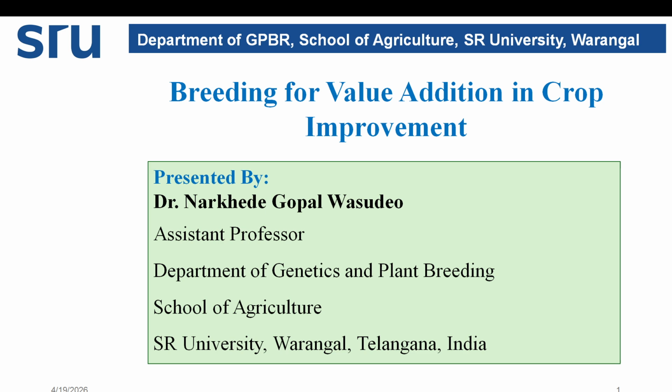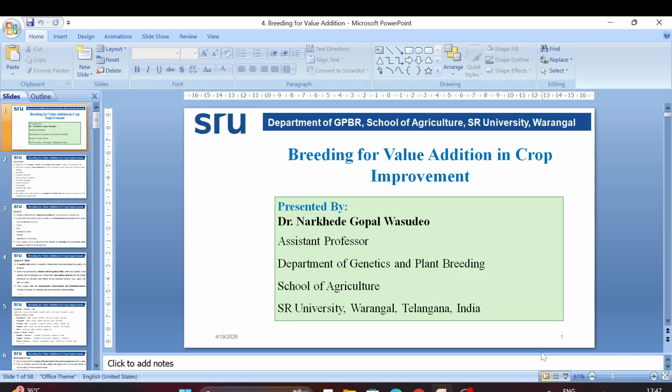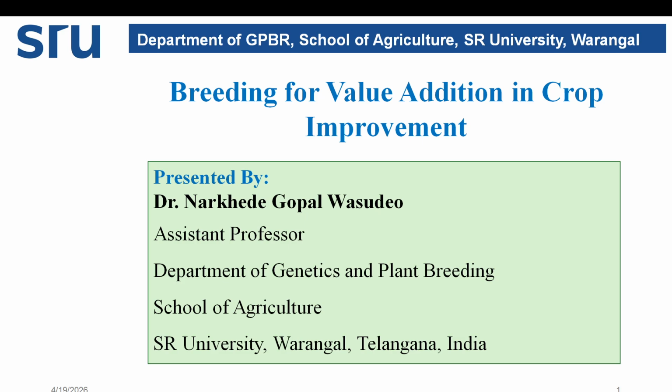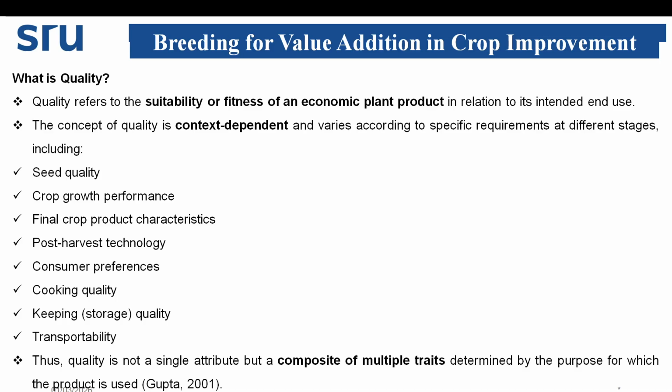So what is meant by value addition? That is breeding for improvement of quality traits in crops. So first we will see what is meant by quality. The quality refers to the suitability or fitness of an economic plant product in relation to its intended end use. So quality refers to the suitability or fitness of an economic plant product.